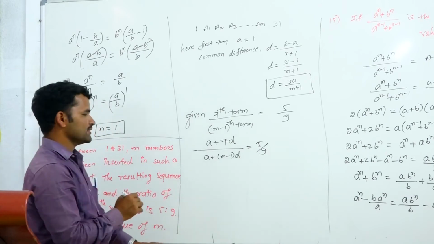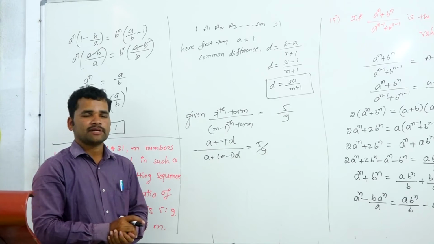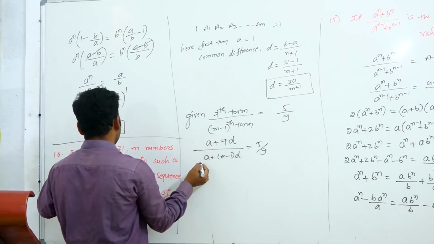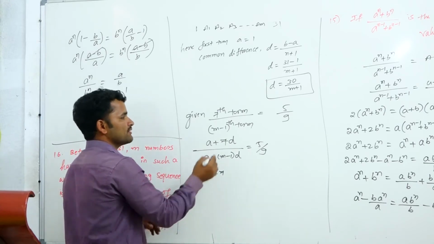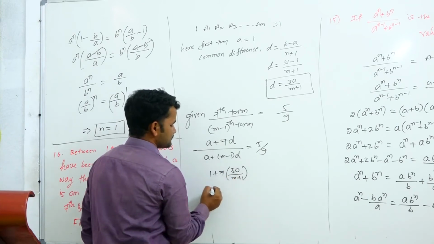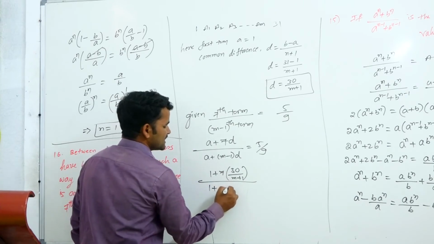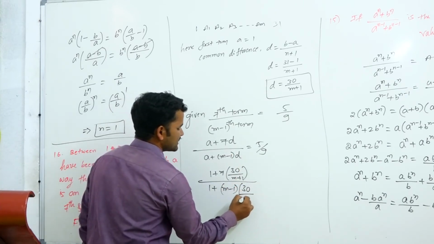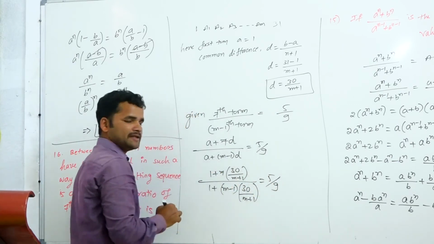Now we need to find the value of m. Using this, we have to calculate the value of m. Okay, what is a? a is 1, write that. 7 into d we have calculated, that is 30 by m plus 1, divided by a, that is 1, plus (m minus 1) into d. Write d: d is 30 by m plus 1, which is equal to 5/9.